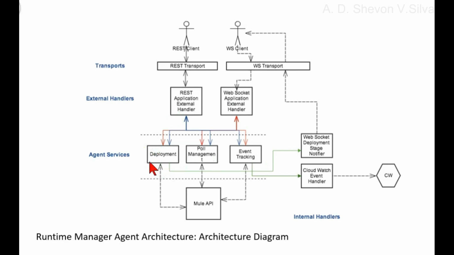Four, the Mule responds with a notification. Five, the service maps the notification to an agent notification and looks for the internal message handlers that may handle the notification type. Six, the corresponding internal message handlers are executed.